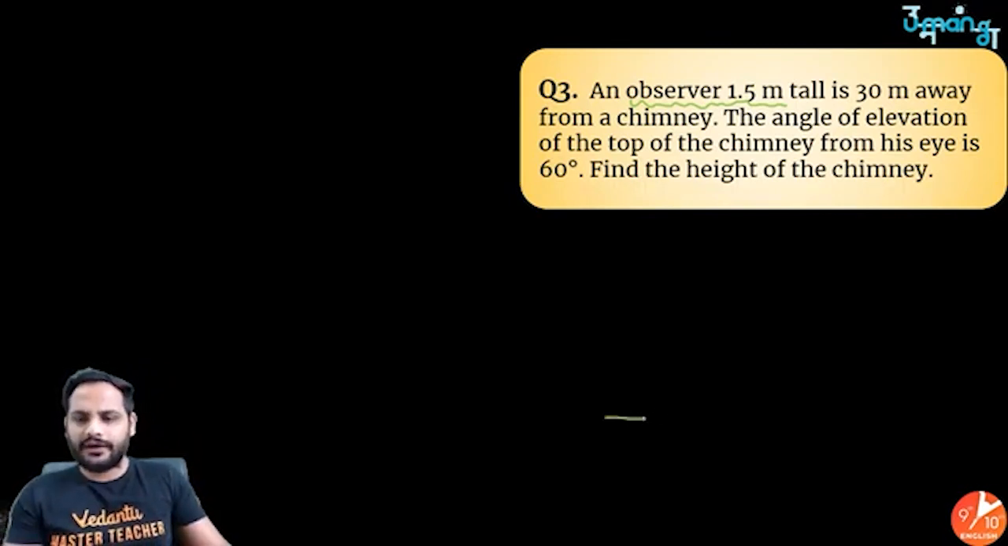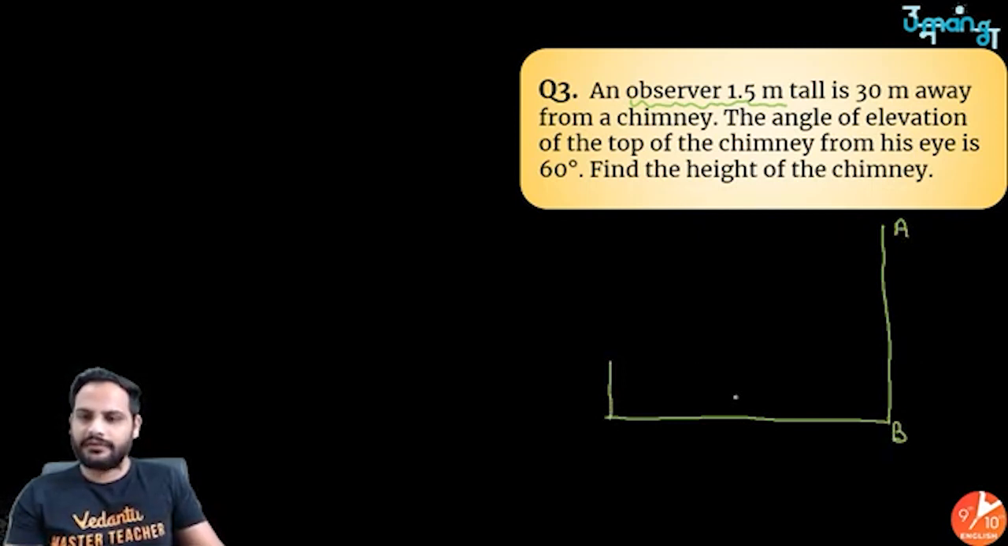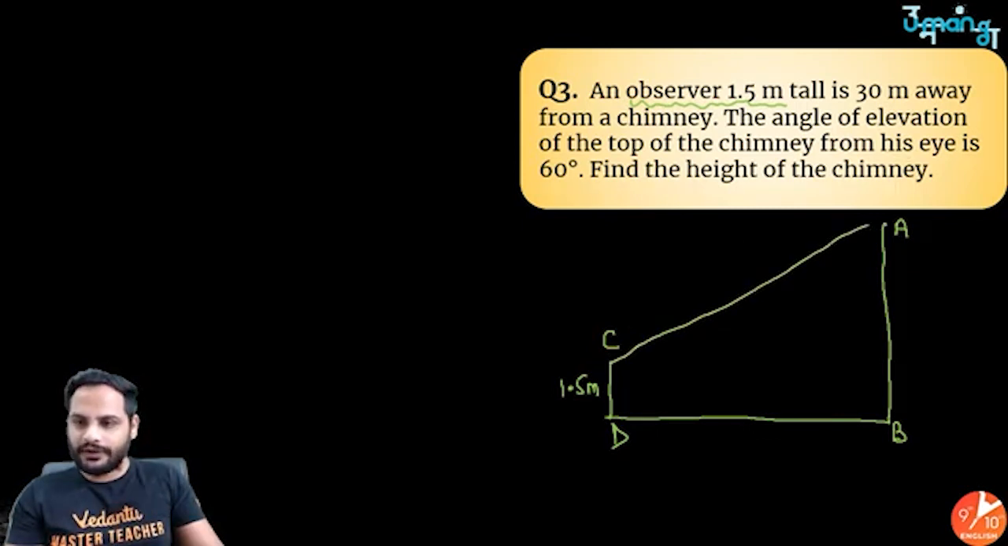So suppose this is my ground level. Suppose this is the chimney part. AB is your chimney. And the observer is standing over here. Let's say CD is the height of the observer and this is given as 1.5 meter. They are saying angle of elevation of the top of the chimney from his eyes. So the eyes will be at the top. So from the top, that is point C, if I join it with point A, this is going to be the line of sight.